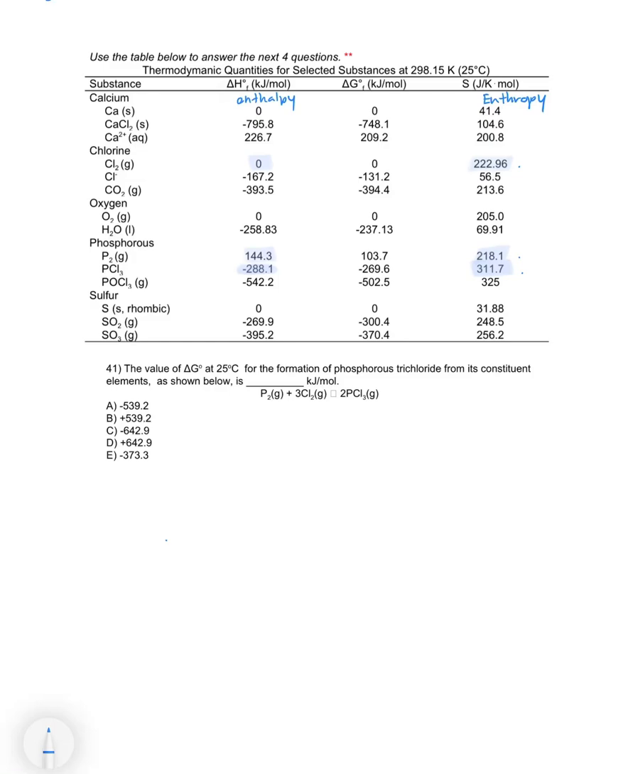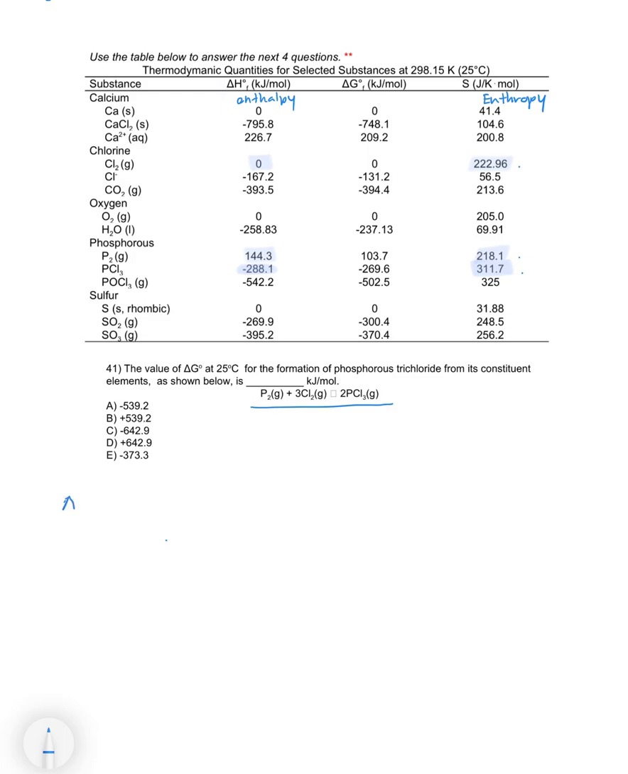Good afternoon. Today we will be working on question 41 of the Thermodynamics homework packet. The question states: the value of delta G at 25 degrees Celsius for the formation of phosphorus trichloride from its constituent elements, as shown below, is blank kilojoules per mole. As you can see, we're already given a balanced equation.